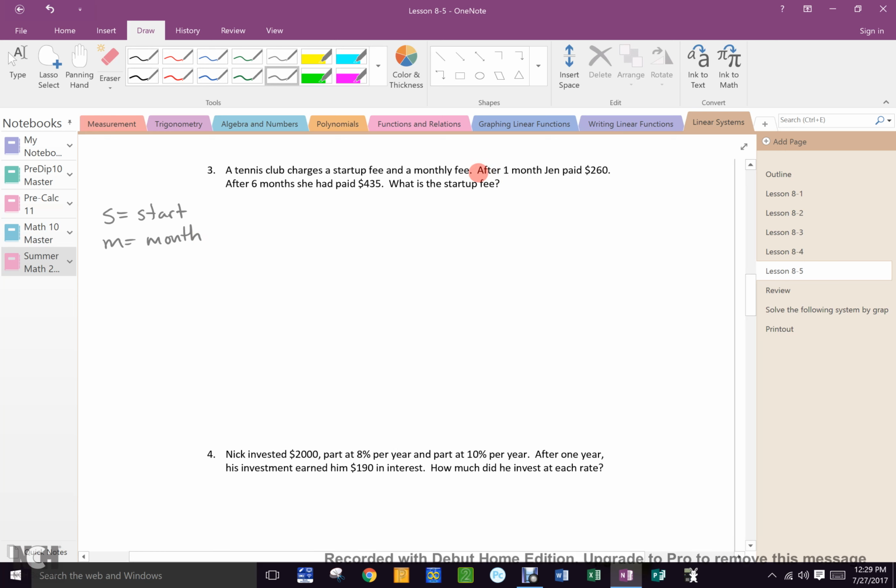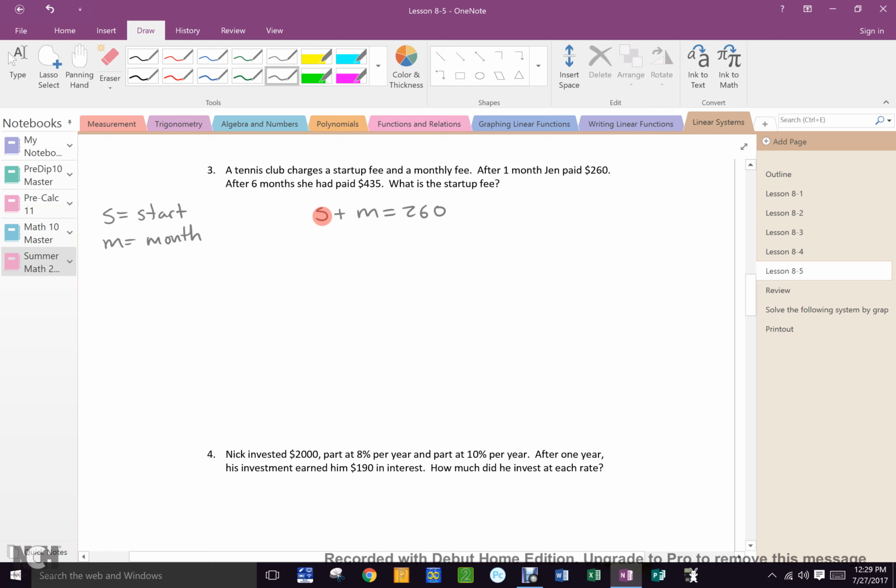Now, after 1 month, so they charge a startup fee and a monthly fee. What math is "and"? Addition. After 1 month, how many months has Jen paid for? 1 month. So she's paid a startup and 1 monthly fee to equal 260, correct? Everyone agree?